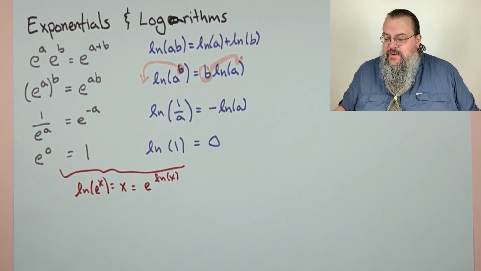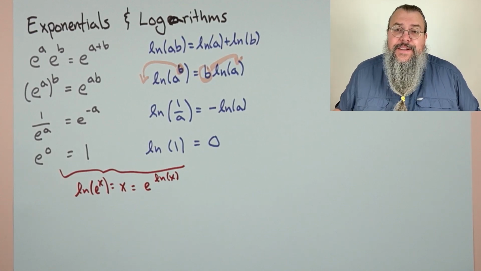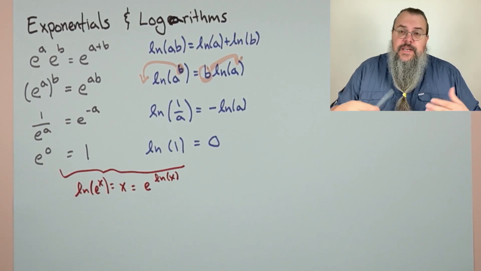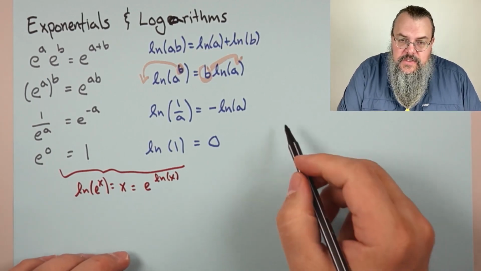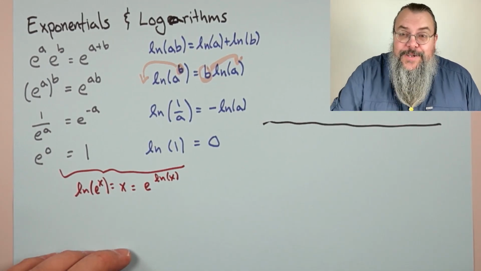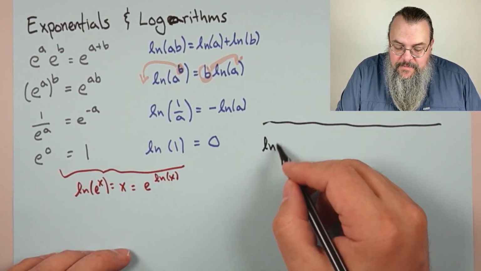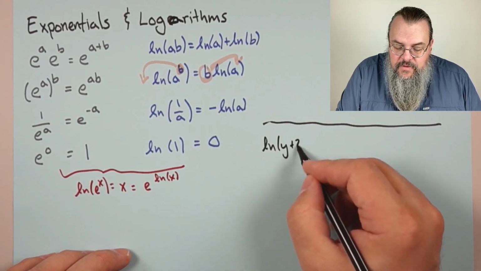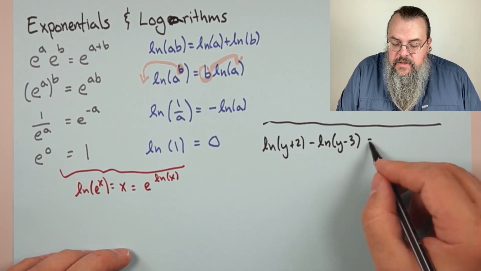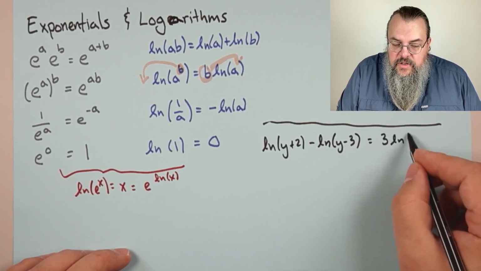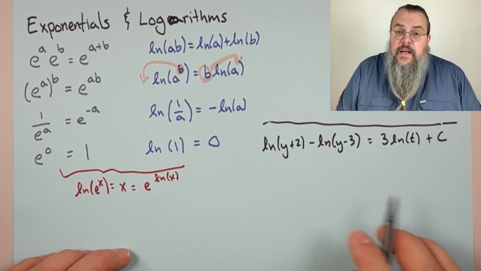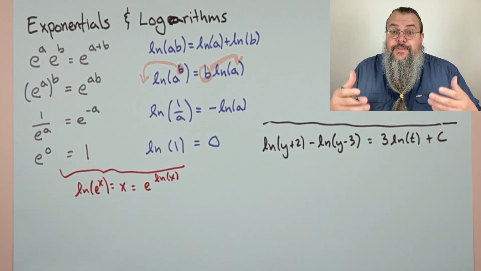All right, so what's a way we might see this? Well, in the process of solving, we might get some expression. So let's just make one up. And, well, of course, I actually wrote one down, so I just don't want to be completely random. Suppose we see log of y plus 2 minus log of y minus 3 is equal to 3 natural log of t plus some constant c. And our goal is to solve for y.